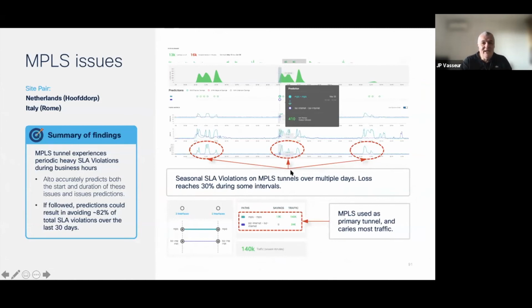So in this particular case, what do we see? Here we see a link between Netherlands and Italy. We could see that we could have avoided about 82% of all of the service level agreement violations in a month. And you know these spikes here? You see that they were predicted by the algorithm. In this case, the algorithm, hours in advance, said, look, you will have an issue on MPLS, you may want to switch to the business internet.